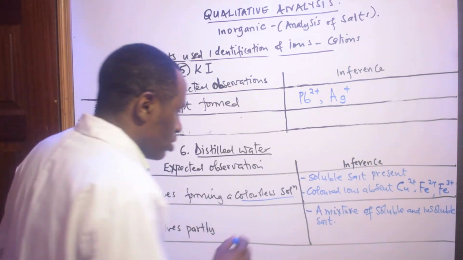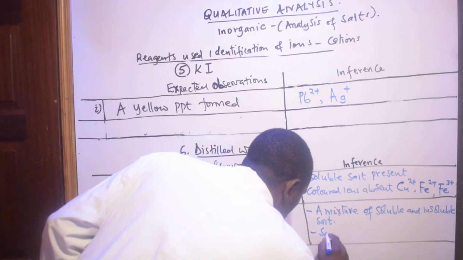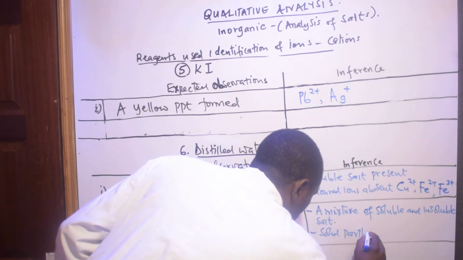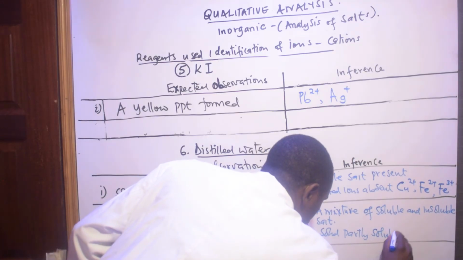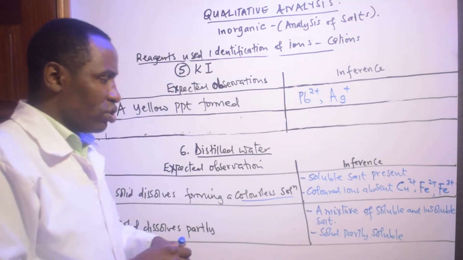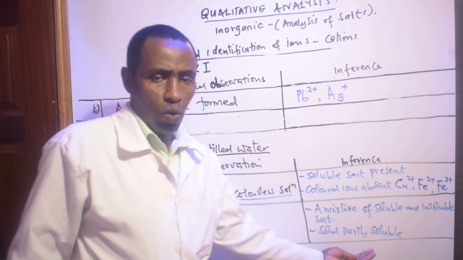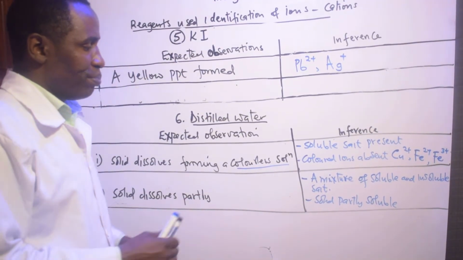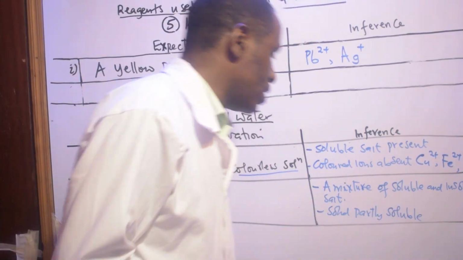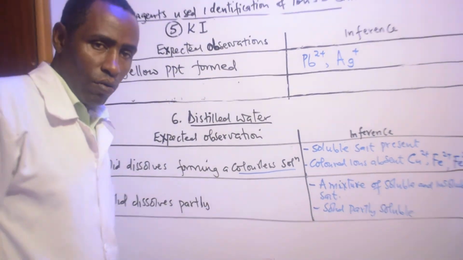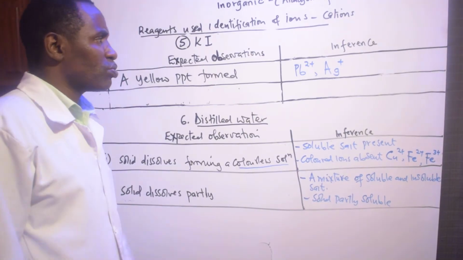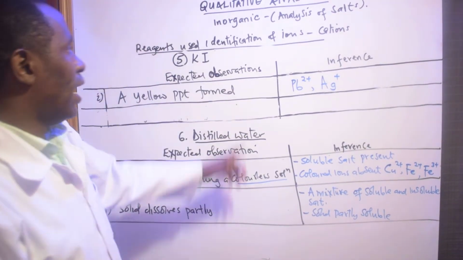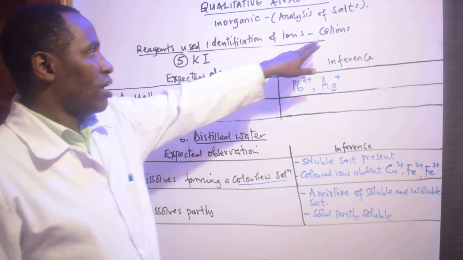If not this, we can also have the solid partly soluble. There are some salts that you're going to deal with whose solubility is quite low. So if the solubility is low, you may expect that some of it does not dissolve and some of it dissolves. That is what we are talking about as far as our reagents are concerned pertaining to cations.